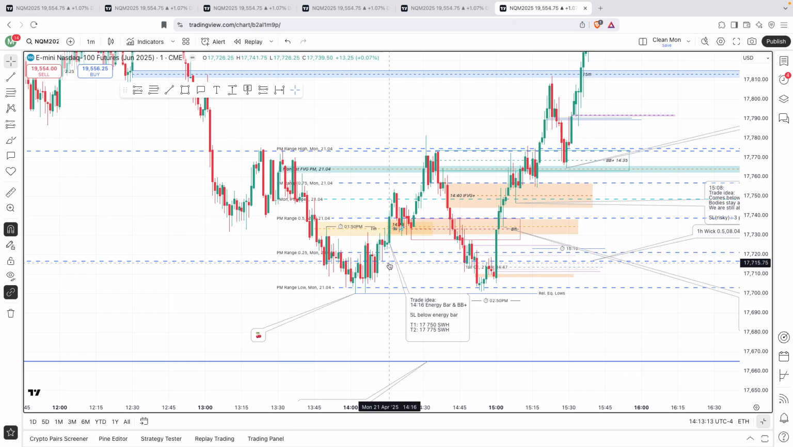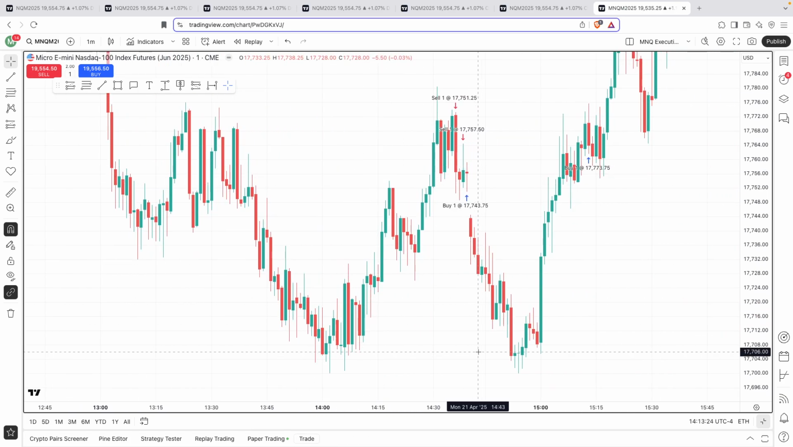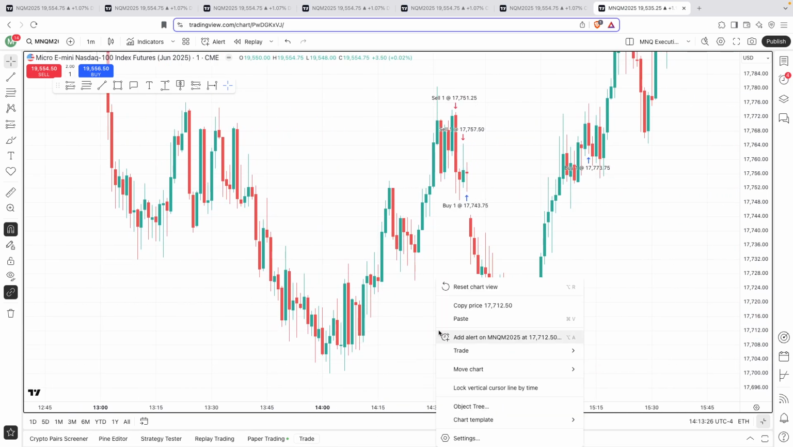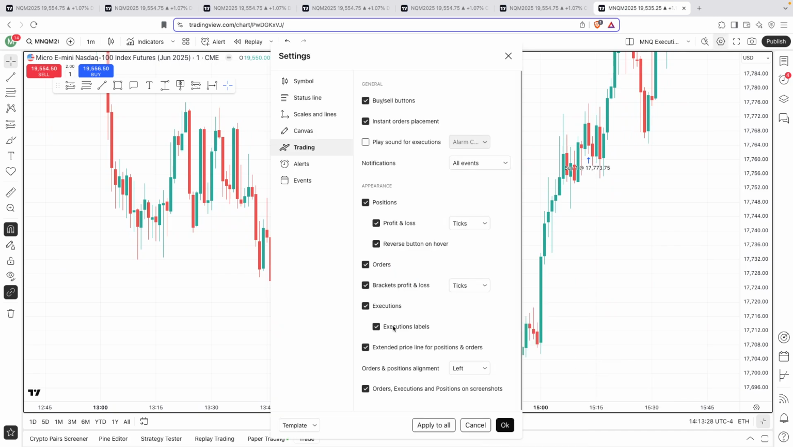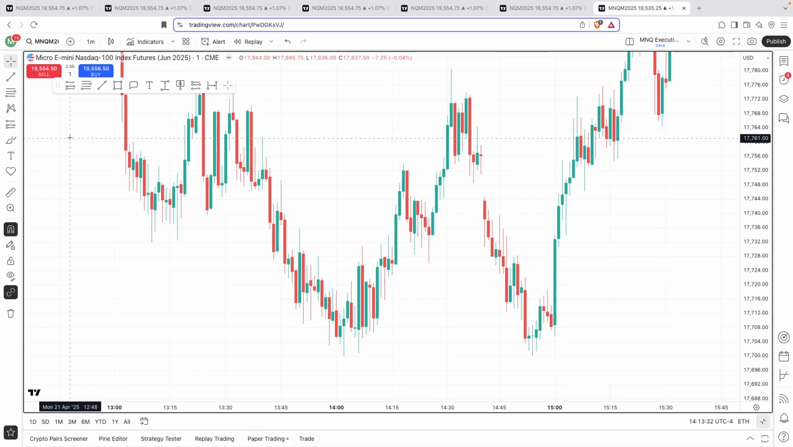So we have the 14:16 fair value gap. I'm going to show it over here. I'm going to remove this for now.